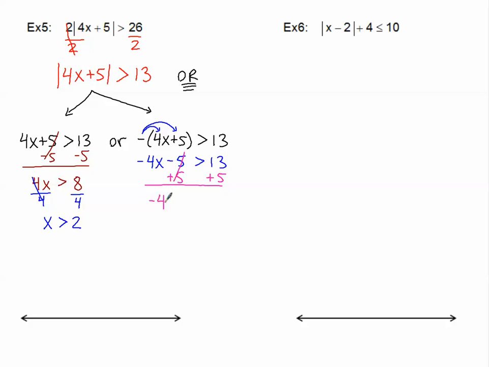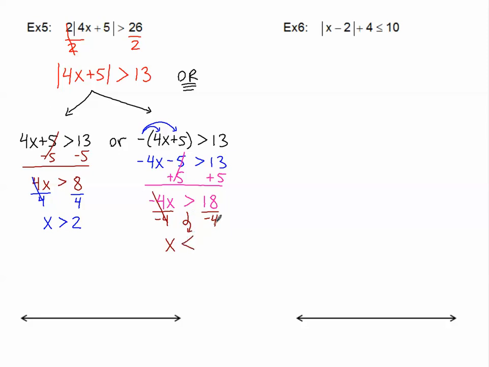And I have my negative 4x. Adding doesn't change my symbol. Here's an 18. And now I will divide by negative 4. Now watch out. Instead of dividing with a negative at the beginning, now I'm dividing by a negative at the end. Now it's going to change my symbol to a less than symbol.